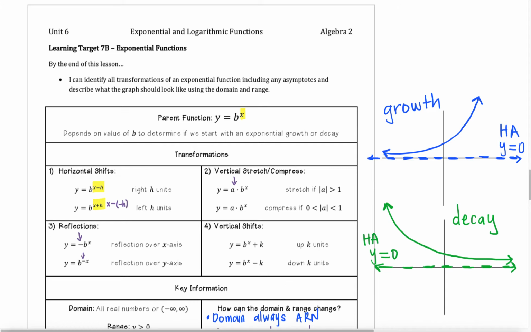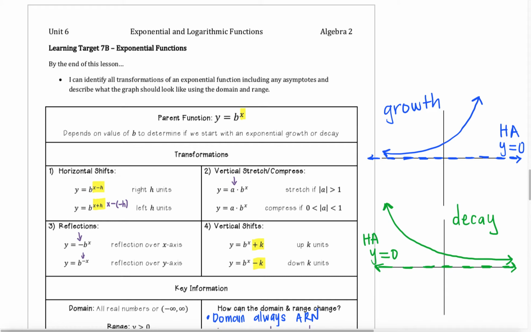Our last type of transformation is vertical shifts, and this is what happens if we're going to move the graph up or down so many units. Now this happens outside the function, so this is what happens when we're adding or subtracting a number after the parent function. So if we want to go up k units, it would be y equals b to the x plus k, and if we want to go down k units, it would be y equals b to the x minus k.